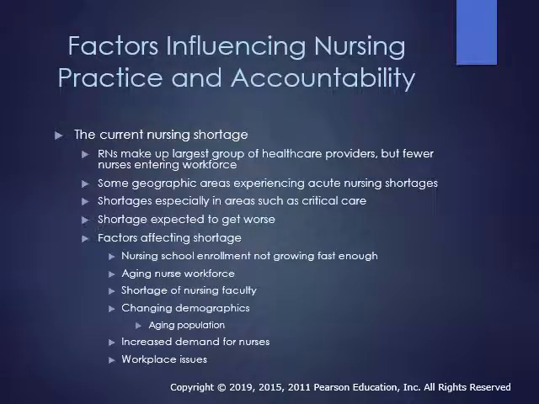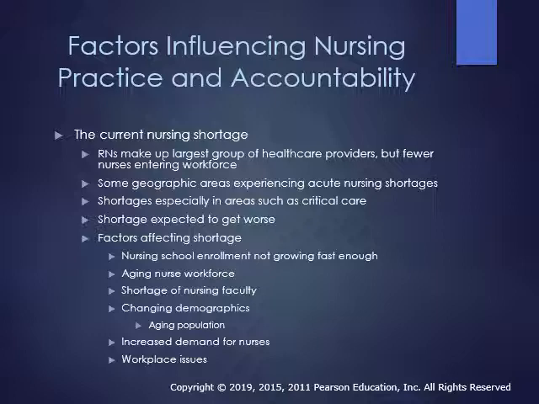The current nursing shortage has also influenced nursing practice and accountability. Registered nurses make up the largest group of healthcare providers, but there are fewer nurses entering the workforce. So that means that the nurses who are in the workforce are aging, and so the group of working registered nurses are older. Some geographic areas are experiencing acute nursing shortages. The shortages are especially prevalent in areas such as critical care, and they are only expected to get worse.